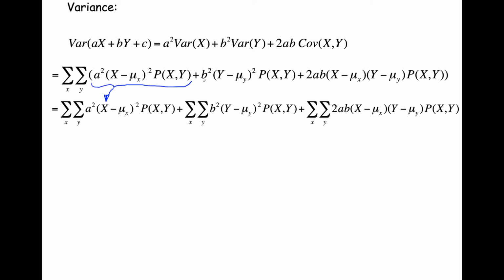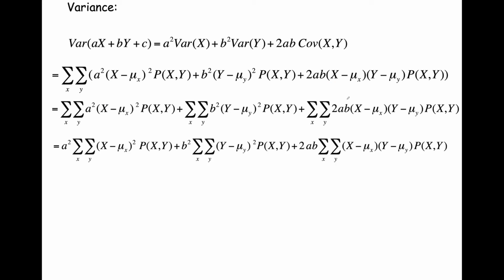I associate all of the instantiations for x and y to the second term, right? So that's my sum over all xy, b squared times y minus mu y quantity squared p of xy. So that's here. And then I do the same thing for my third term. So I have all instantiations of x and y. I have 2ab x minus mu x, y minus mu y times p of xy. That's here. So when I look at this now, I say, oh, wait a minute. This constant here, I can make use of the distributive rule and factor this out of all the terms because it multiplies all the terms over this summation of all instantiations of values x and y.